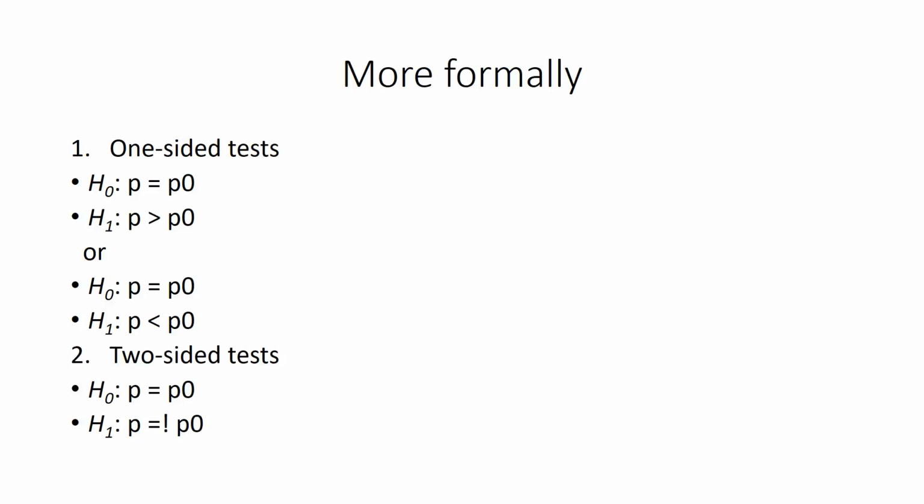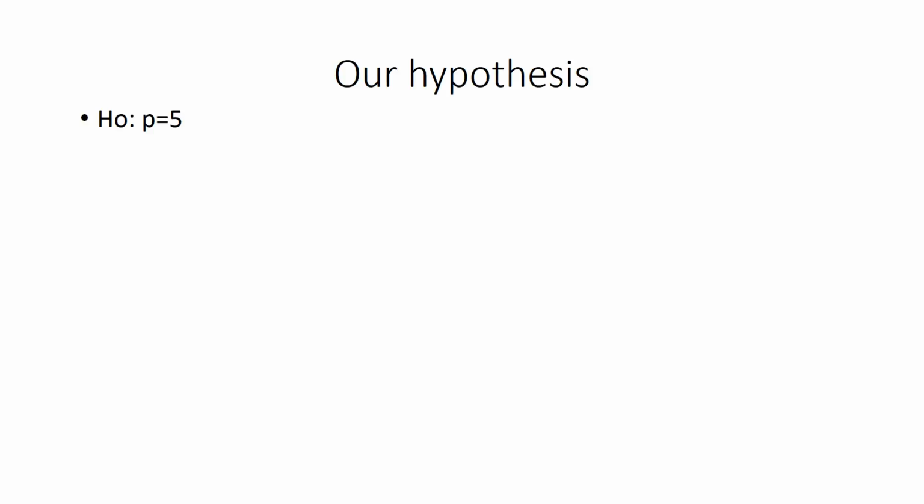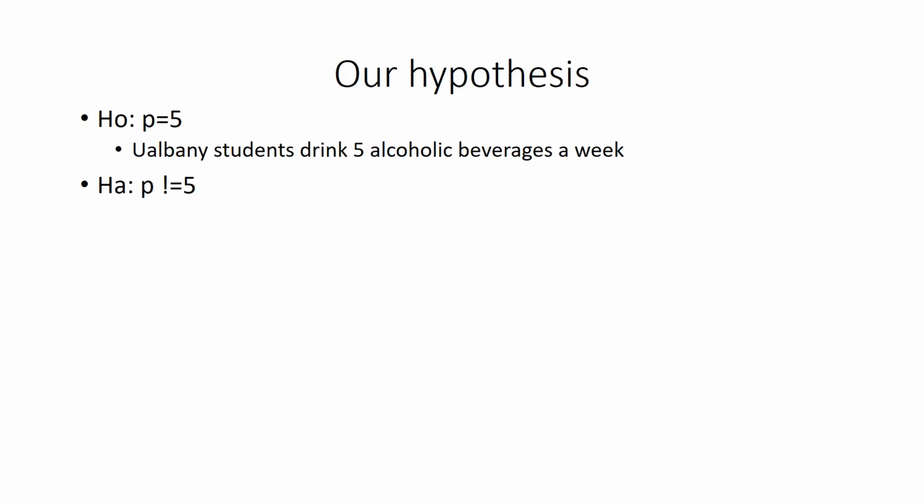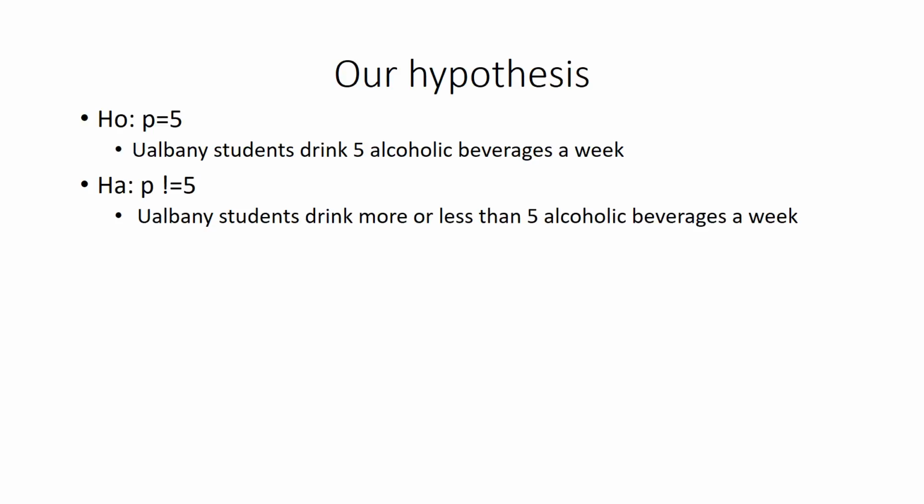The alternate hypothesis is that 50% of New Yorkers do not enjoy chocolate, or that number is not 50%, but we're not sure if it's higher or lower. So with that, we're going to work on an example where our hypothesis is that our test statistic is equal to 5. To give you some context, my hypothesis is that UAlbany students drink 5 alcoholic beverages a week. My alternate hypothesis is that my test statistic is not equal to 5, and that is that UAlbany students drink more or less than 5 alcoholic beverages a week.